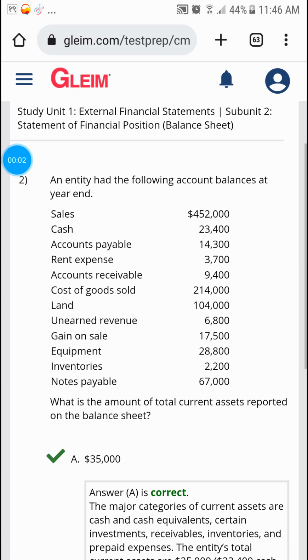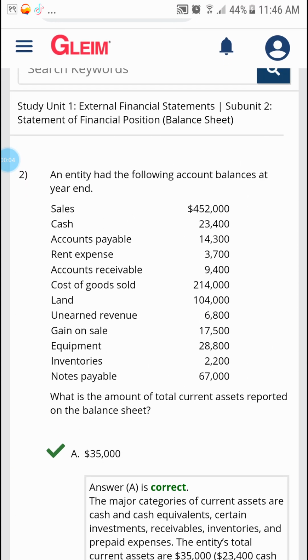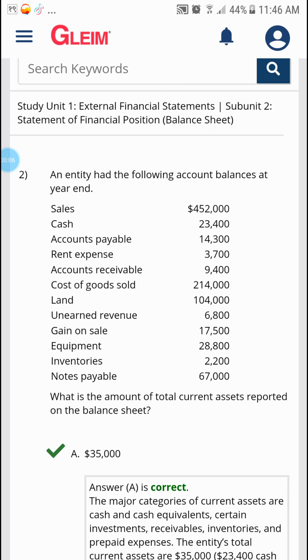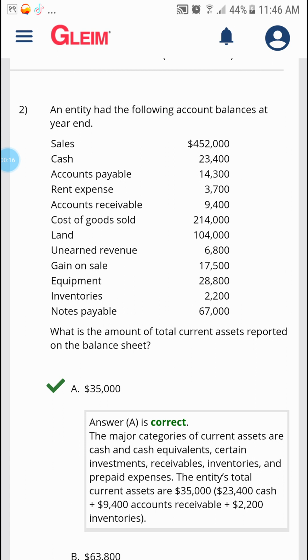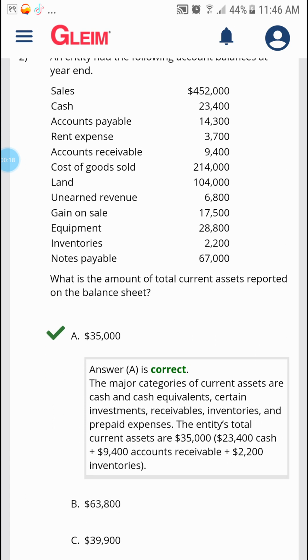Hello guys, in this video we have another question related to the balance sheet. Here it says that one entity had the following account balances at the year end. If you go through all of it, we have sales, cash, accounts payable, rent expenses, accounts receivable, cost of goods sold, land, unearned revenue, gain on sale, equipment, inventories, notes payable, and all these items.